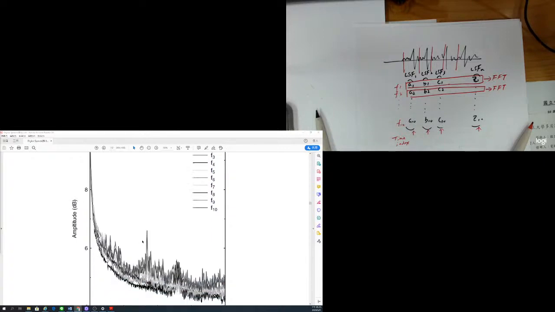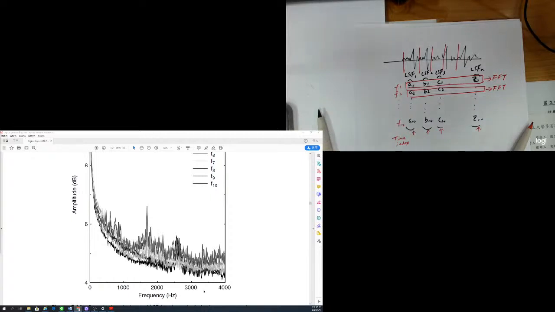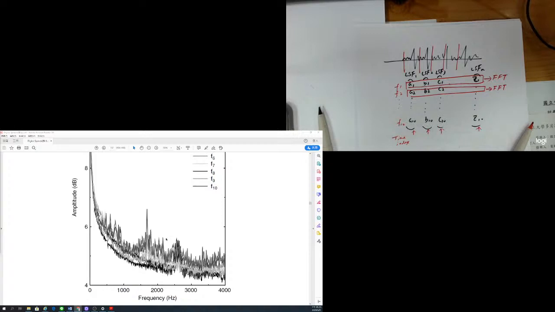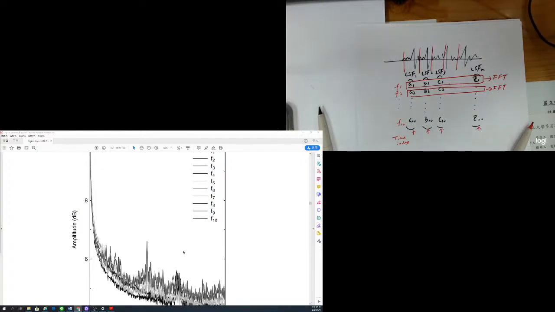So you can see the frequency. This one is 4,000 because we consider up to the frequency 4,000. So you can see 4,000 hertz here. You can see the variation, more like this one. They have some high frequency variation here.